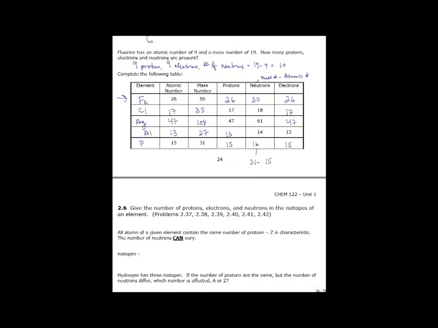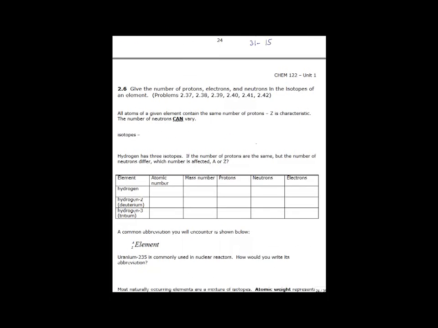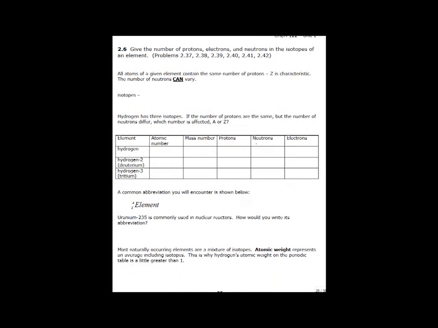Now, on the next page, we talk about isotopes. So, all atoms of a given element contain the same number of protons. That's what makes it that element. So the atomic number is characteristic. However, the number of neutrons can vary. If the number of neutrons can vary, that means that the mass number can vary.